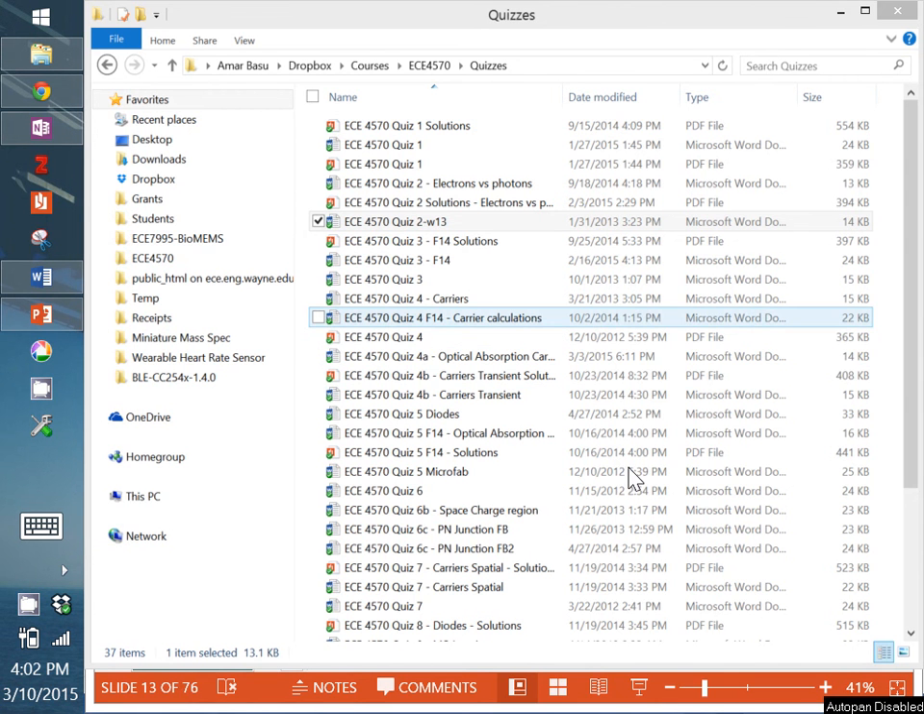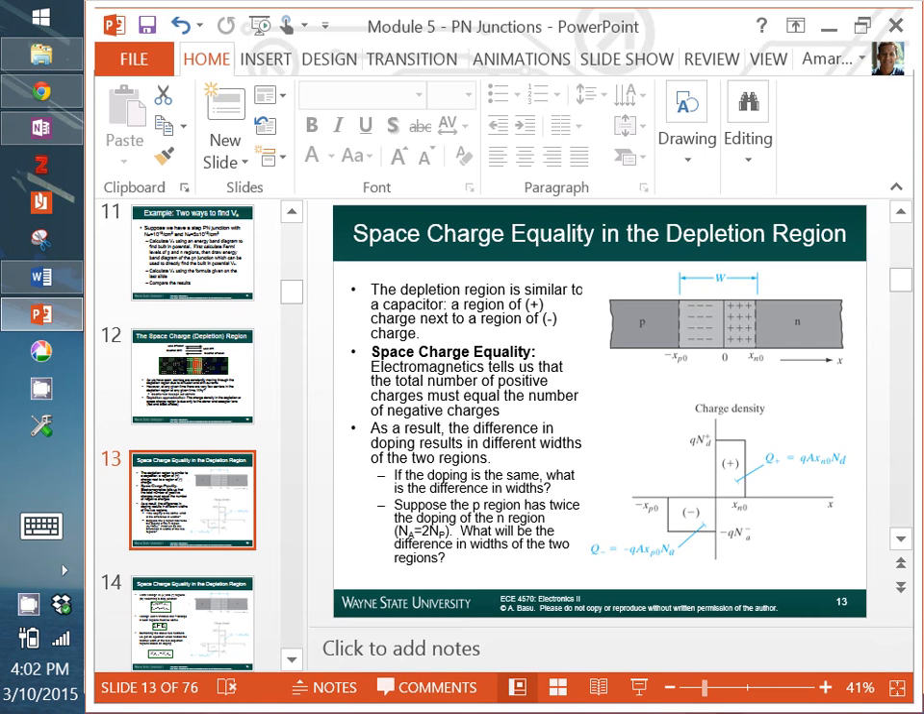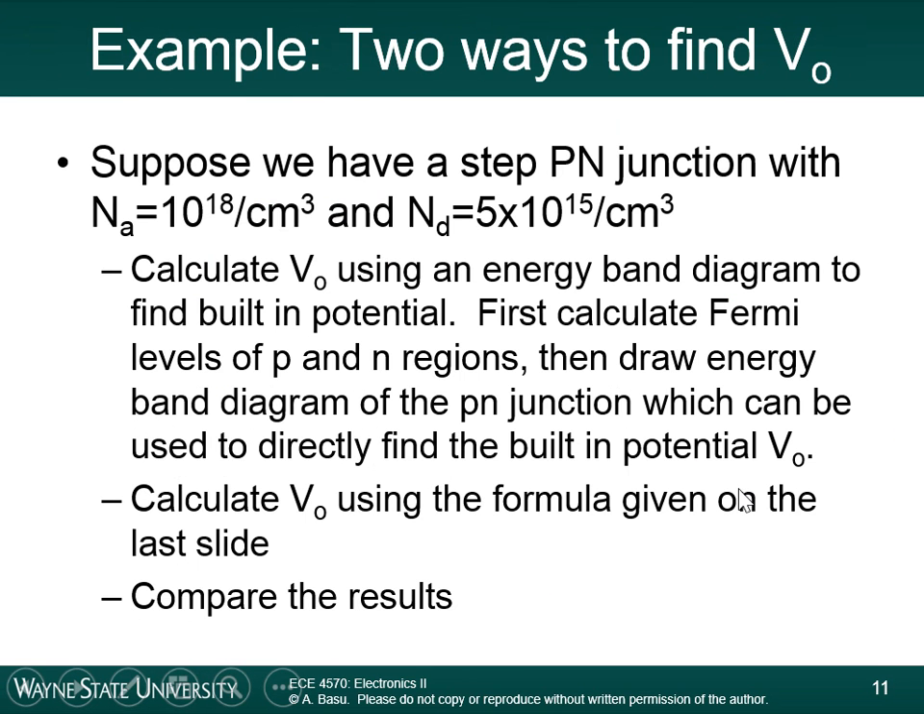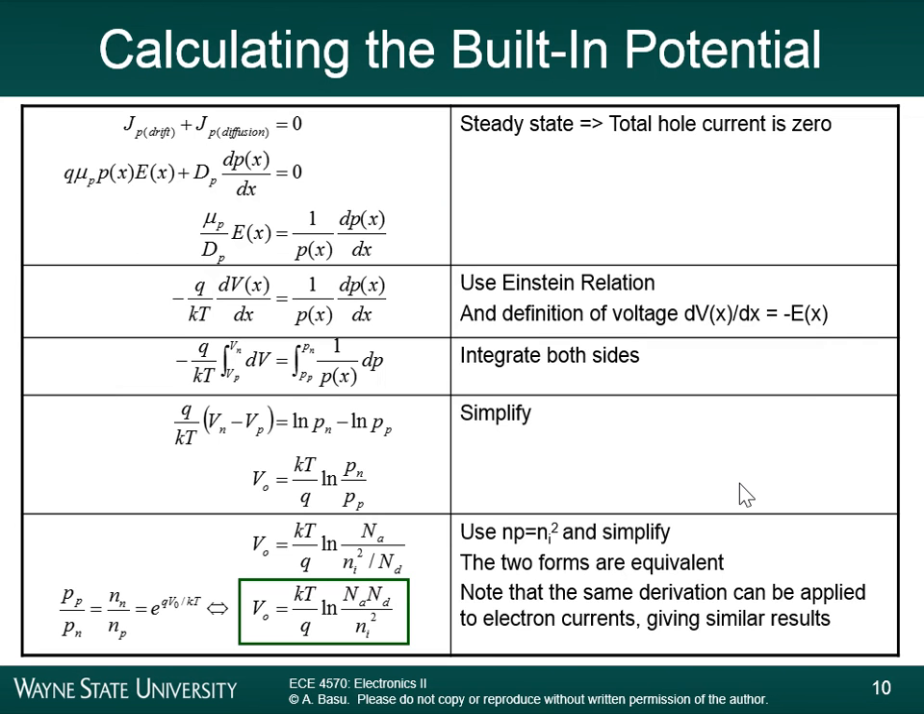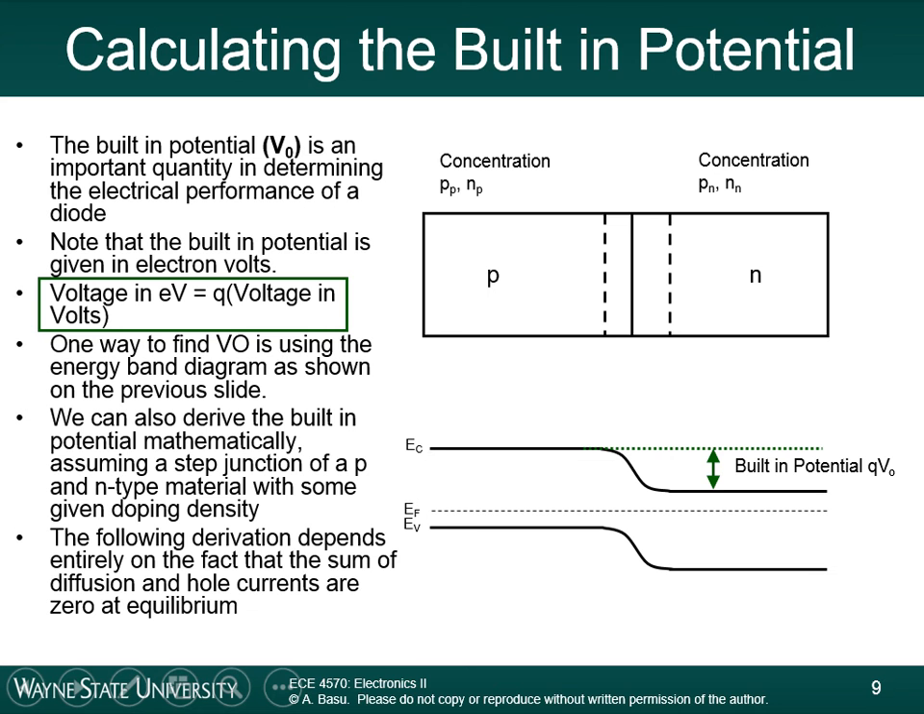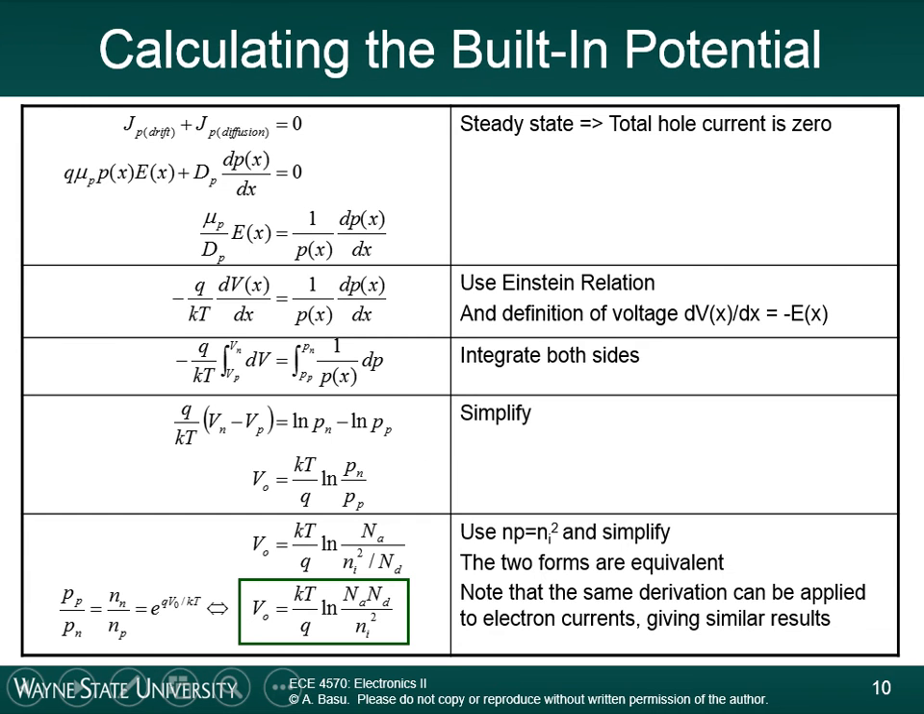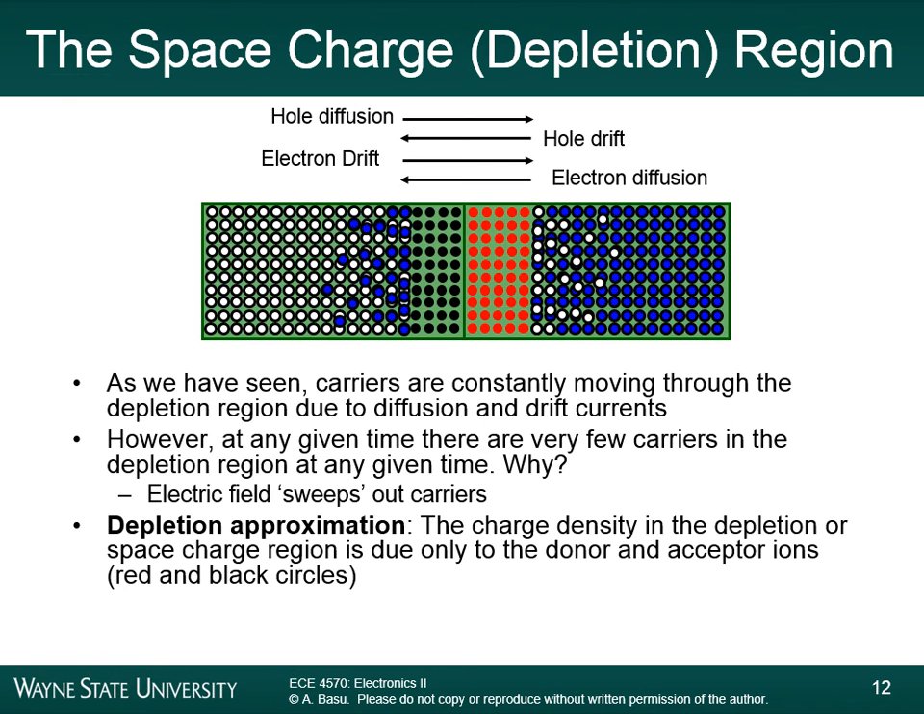So let's talk about the electrostatics of the space charge region today. Just a quick recap of last time. The last thing we did was find a way to calculate the built-in potential. There are two ways of doing it. One way was to use the energy band diagram and figure out the amount of bending in the band diagram. That gives you the built-in potential. The other way is simply to use this formula. And at the end of class last time we saw that the two ways of finding V0 are basically equivalent.